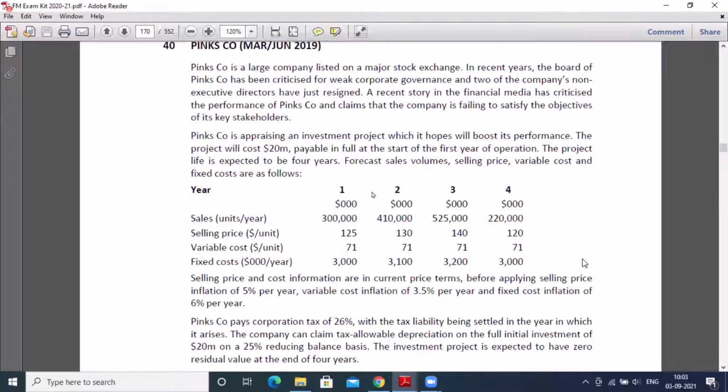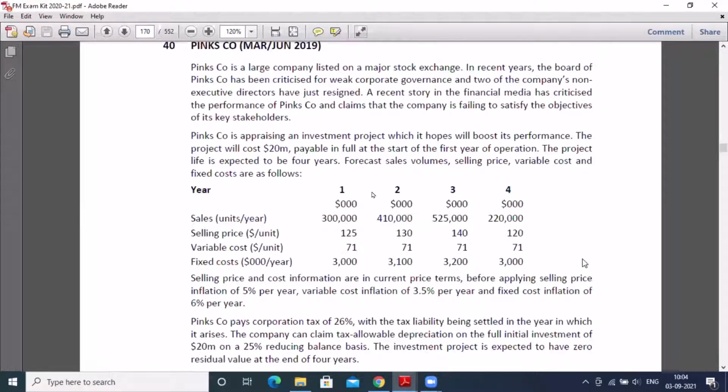So the first paragraph, the major exhibits which are to be considered is the board has been criticized for the weak corporate governance. In addition to that, 2 of the company's non-executive directors have resigned. And there was a story in the financial media criticizing the performance of Pinksco. They also claim that the company is failing to satisfy the objectives of its key stakeholders. Whoever the key stakeholders are in the company, it is not satisfying their objectives.